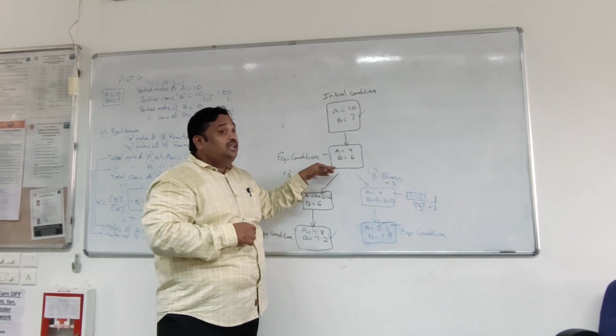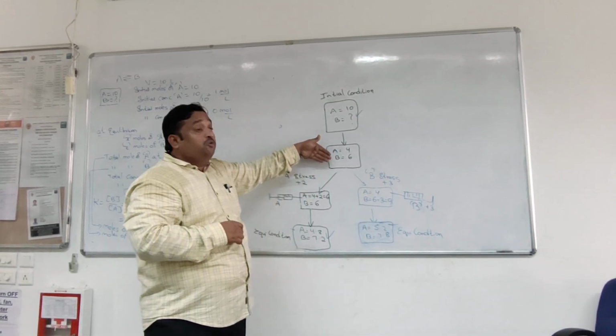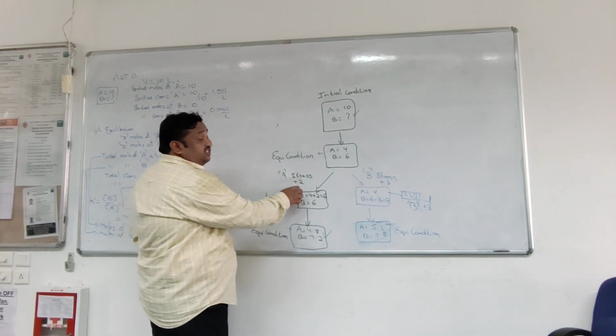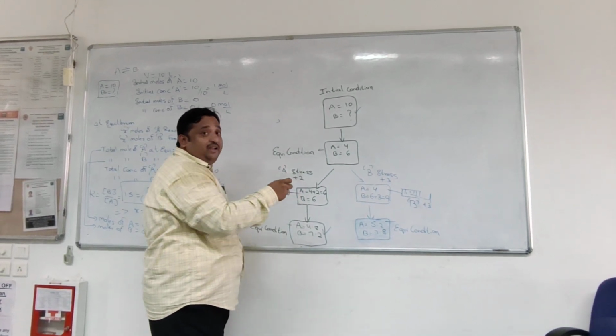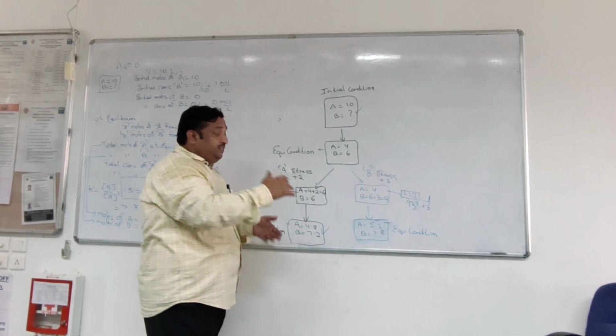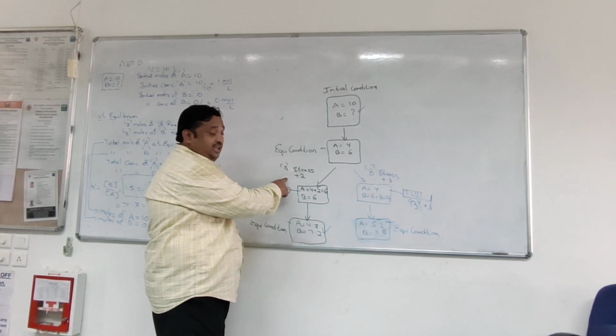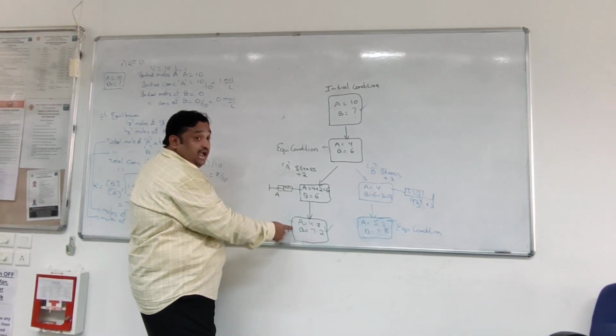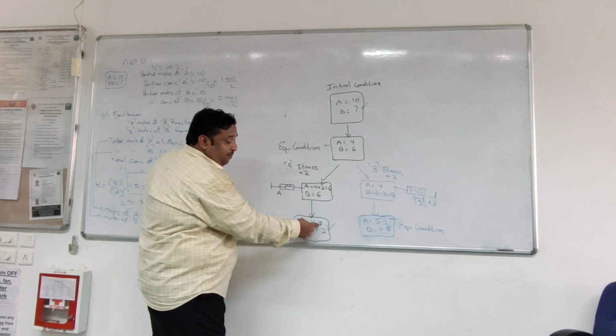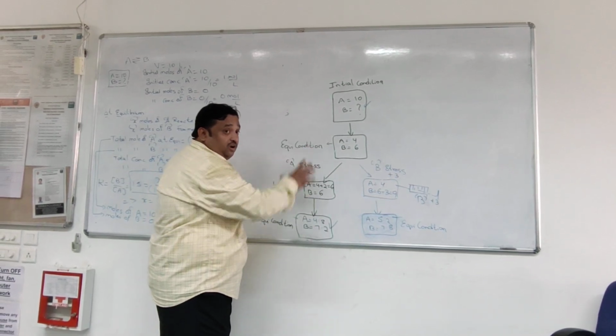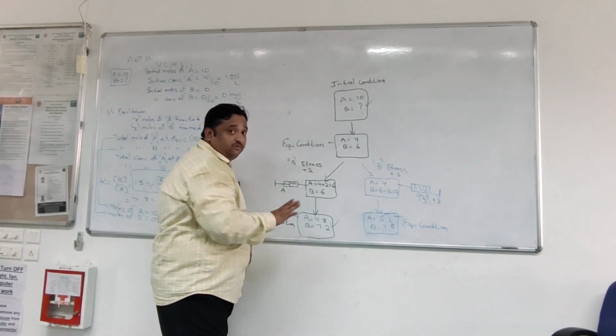Okay, I hope this is clear. Now in the next step, I am going to make you understand the stress part. That means I am injecting 2 moles of reactant A into the system which is at equilibrium. Then we are going to see at the new equilibrium A equals 4.8 and B equals 7.2. This is the calculation I'm going to show now.